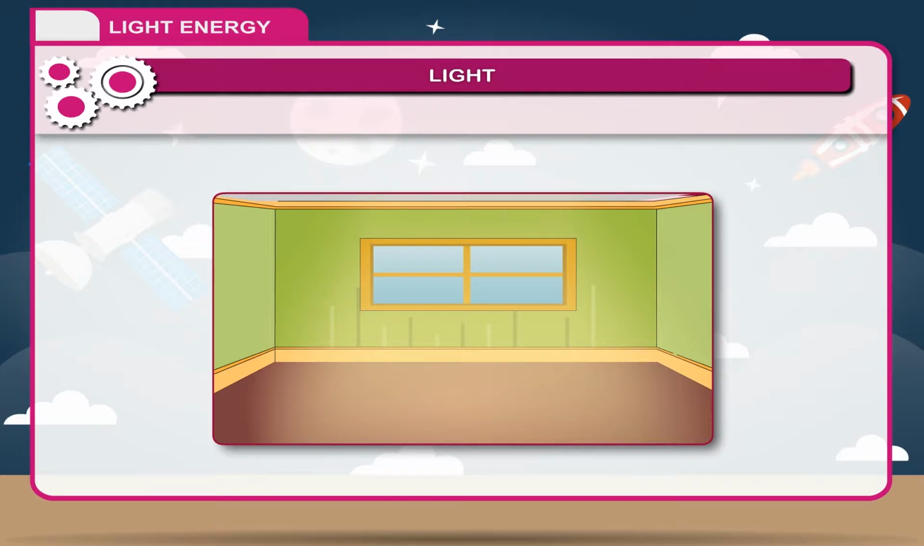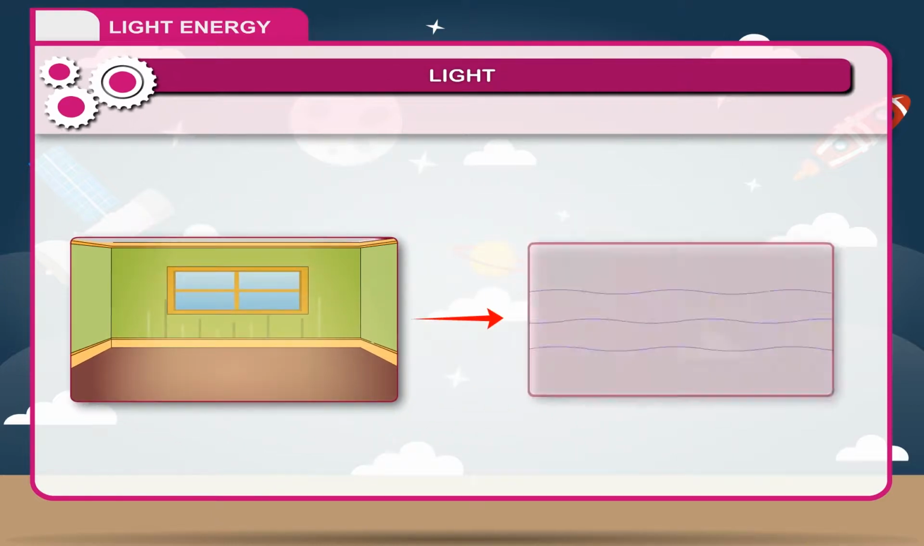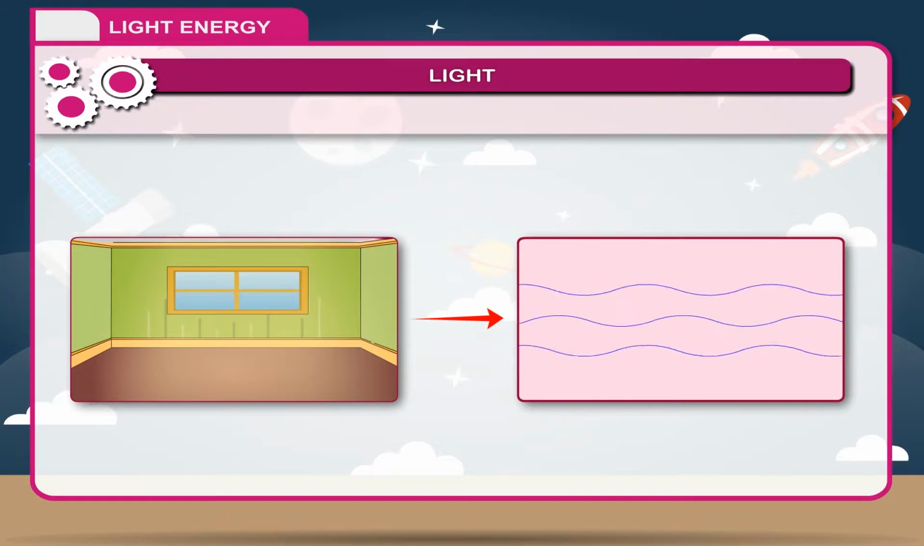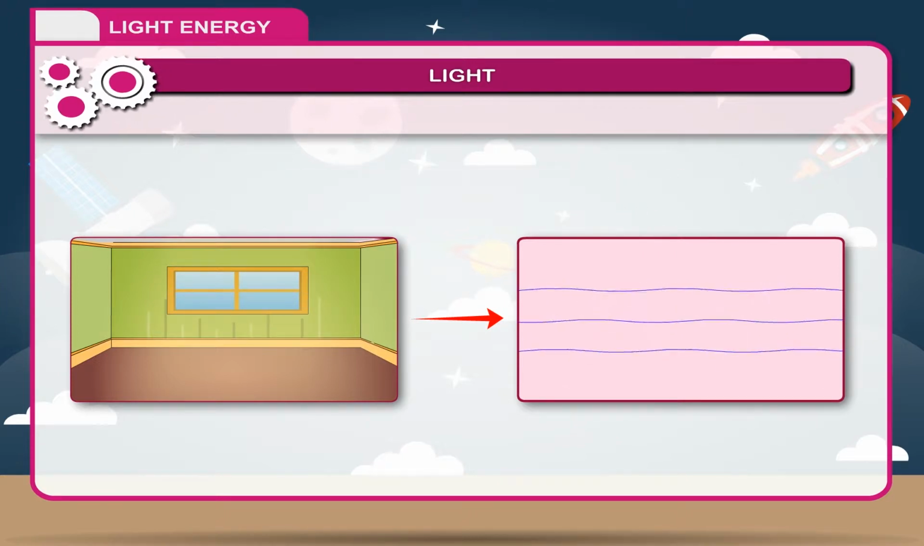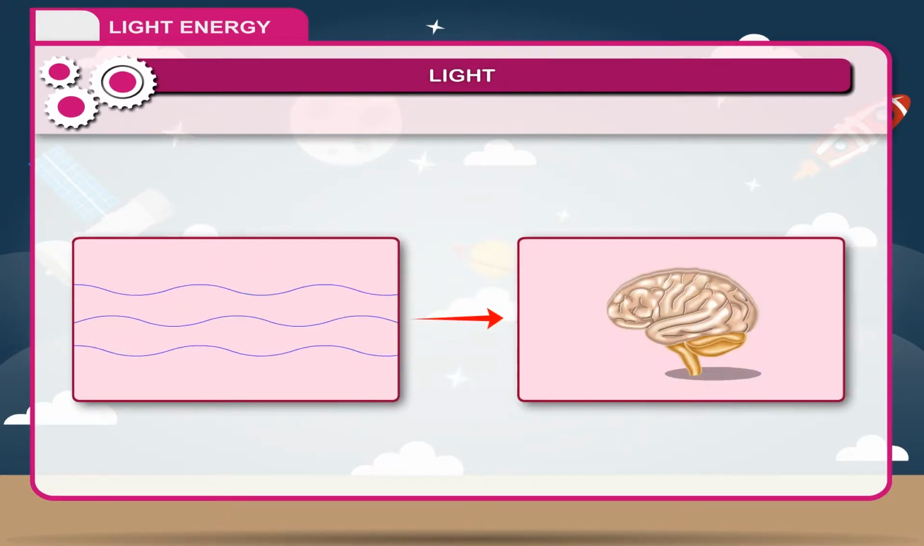From the viewpoint of physics, we can say that light is one form of electromagnetic wave that causes the sensation of vision in our brain.